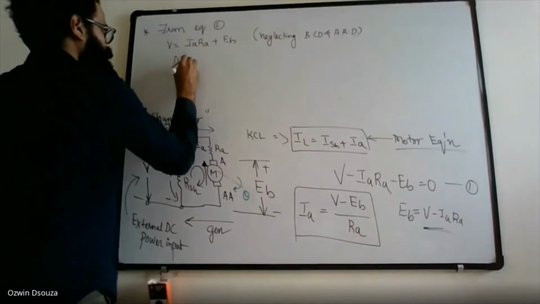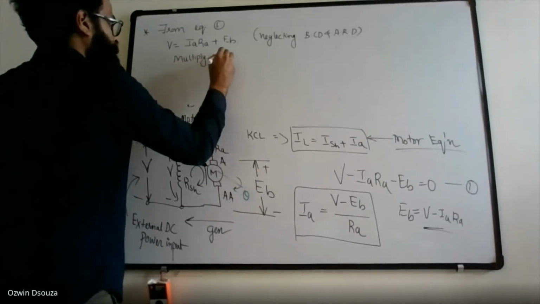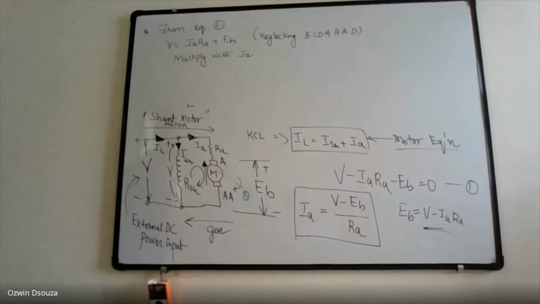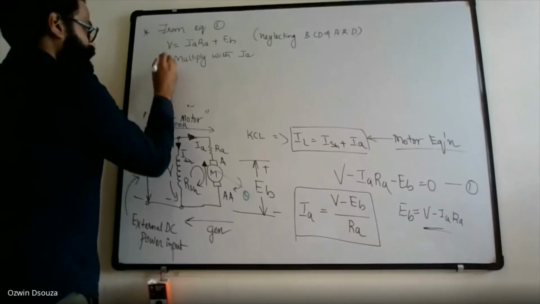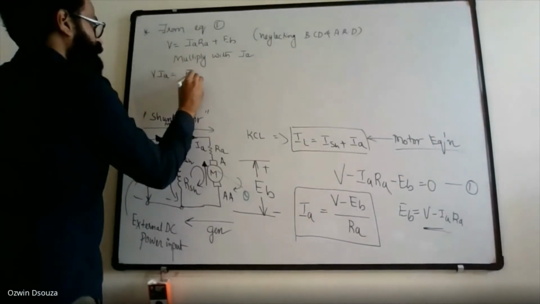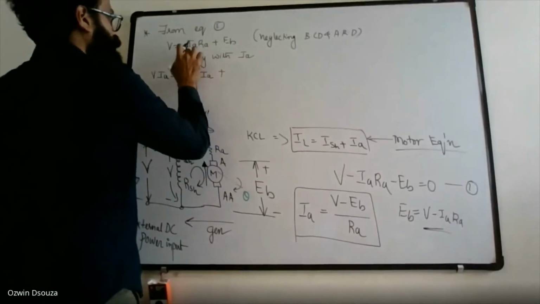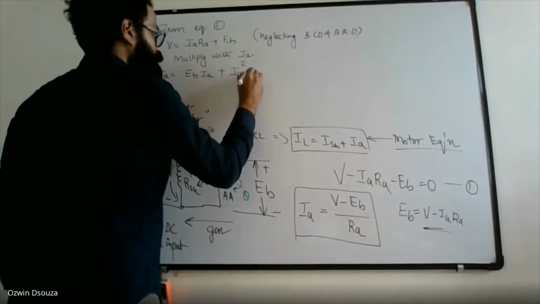Next, you multiply the above equation with Ia. So what do you get? V into Ia on the left hand side. On the right hand side, you get Eb into Ia plus Ia into Ra, so that is Ia square.